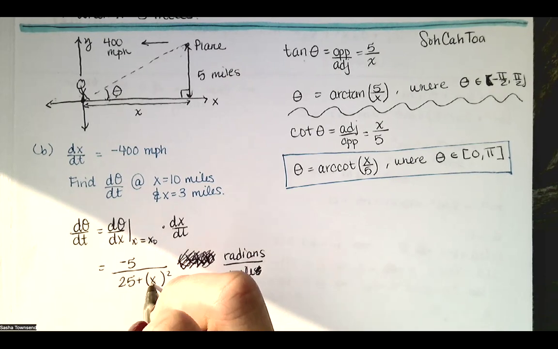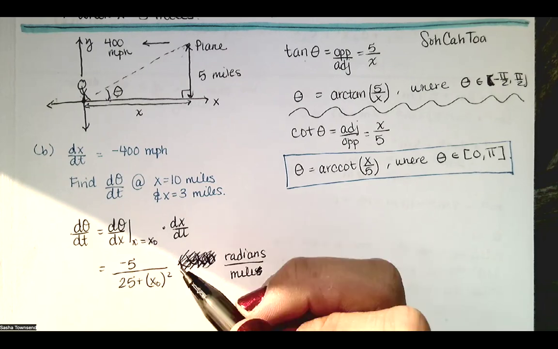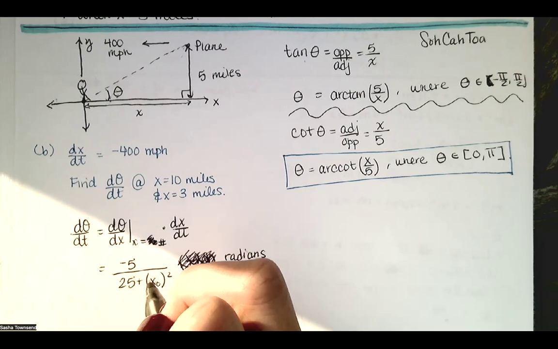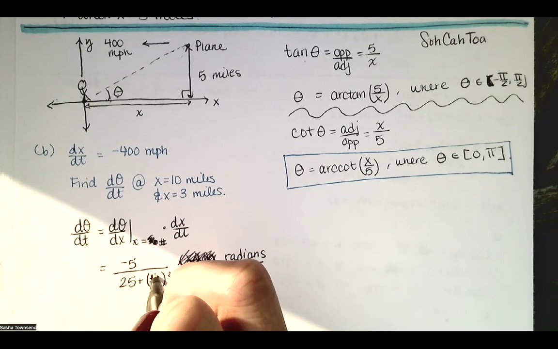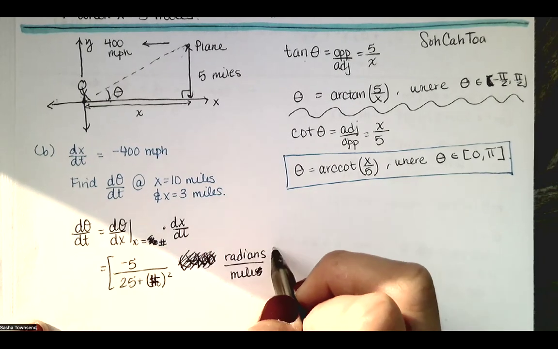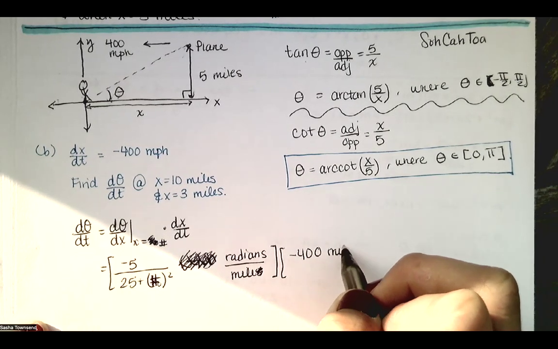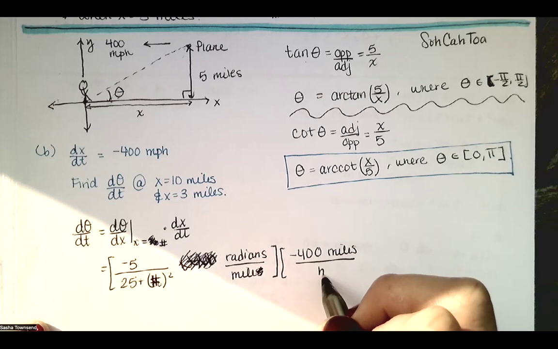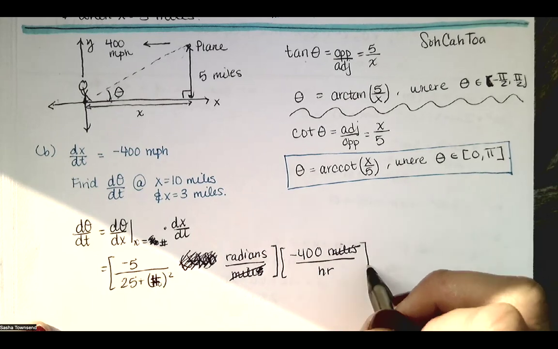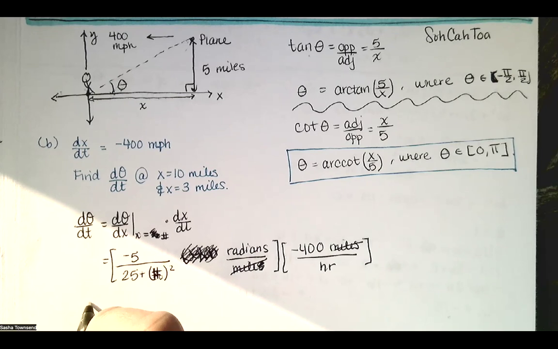Actually, maybe I shouldn't use x equals x naught. Let's just say x equals some particular value, some number. So we're going to plug that number in right here, okay? So you have some number of radians per mile, and then we're multiplying by that negative 400 miles per hour. And then you can see that the miles reduce, and we get some number of radians per hour. Okay, well, what is that at x equals 10 and x equals 3?